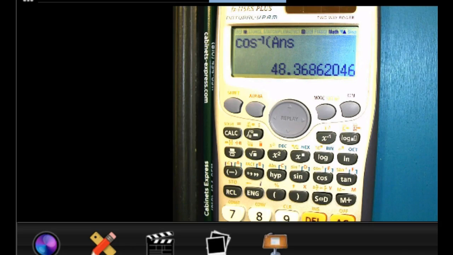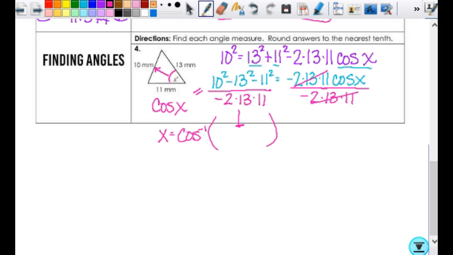No. Because, okay, let me make sure I understand your question. So from right here, you're saying, could you have just divided both sides by the cosine of x? Okay, so if you do that, first of all, it ends up in the denominator over here, which you don't want. And second of all, you'd have to divide this by it also, because this is all multiplication.